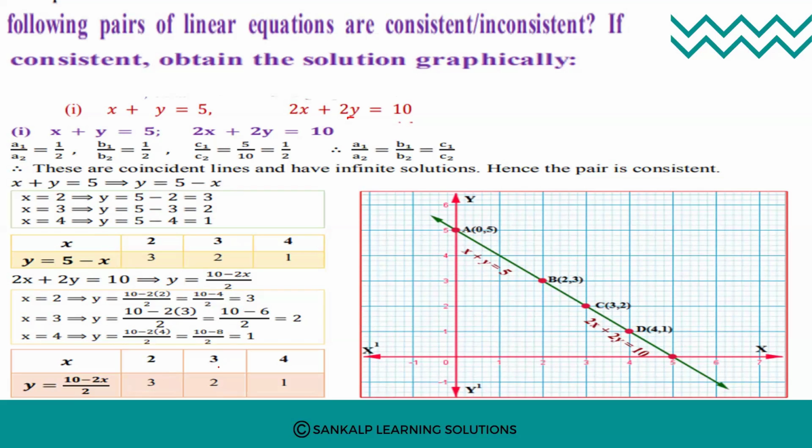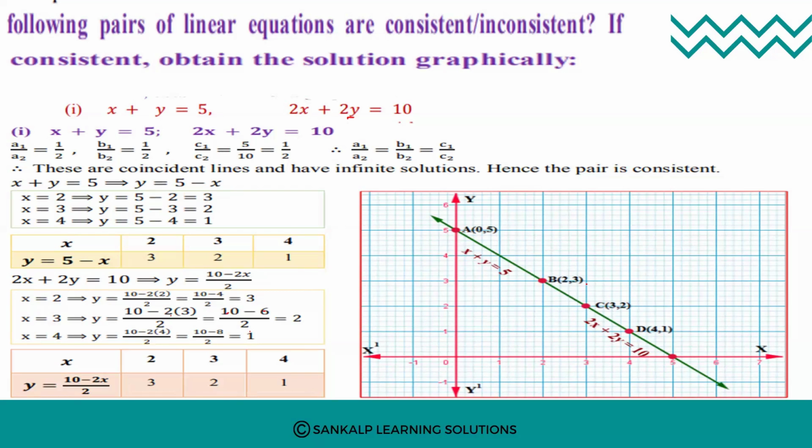If I take x is equal to 3, then 2 3s are 6. So 10 minus 6 divided by 2 is 4 by 2, that is 2. If I take x is equal to 4, so 10 minus 8 divided by 2, that is 2 divided by 2 is 1. So observe carefully. Here only we can tell that all lines are coincident. That means all ratios are equal. Since ratios are equal, we are getting coincident lines. Here also, by looking into the table only, we can tell that the two lines are coincident.